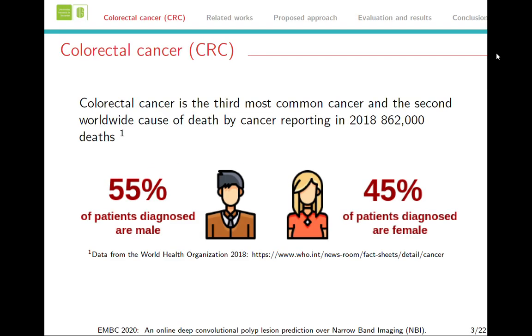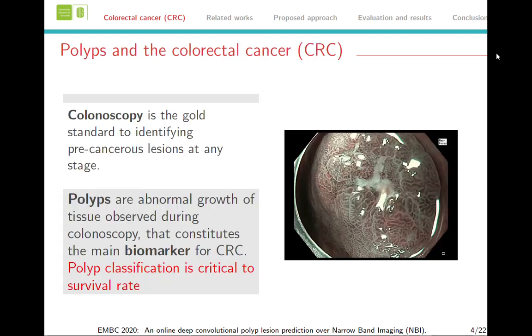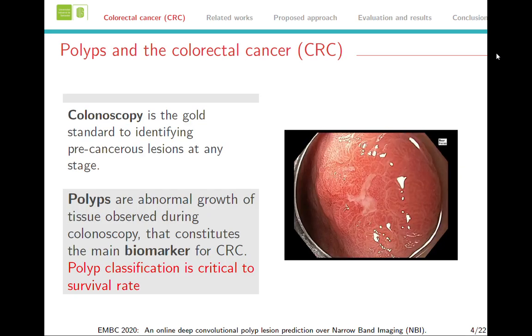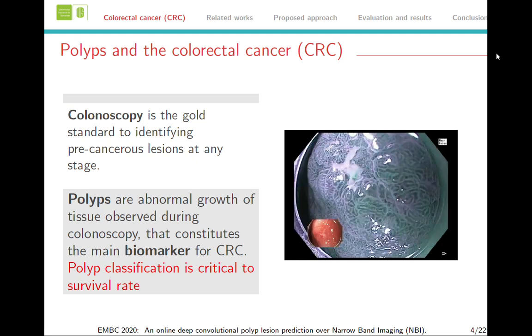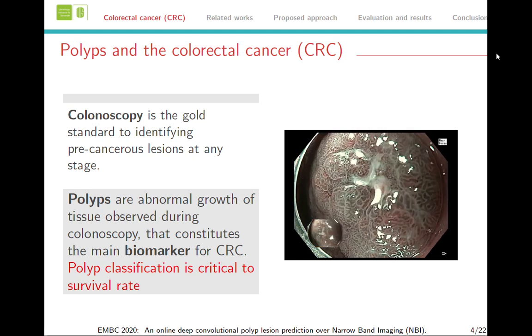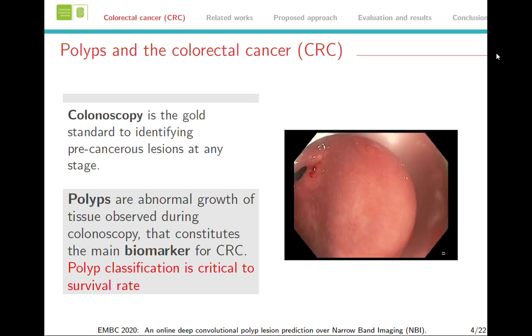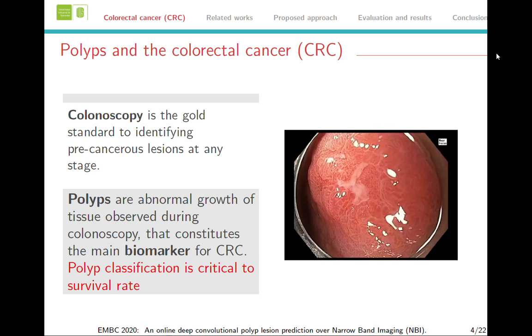Colorectal cancer is the third most common cancer and the second worldwide cause of death by cancer, where 55% of patients diagnosed are male and 45% are female. Polyps are abnormal growths of tissue and they're the main biomarker for colorectal cancer. Colonoscopy is the main procedure to detect these precancerous lesions at any stage.